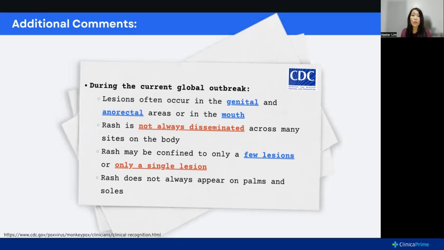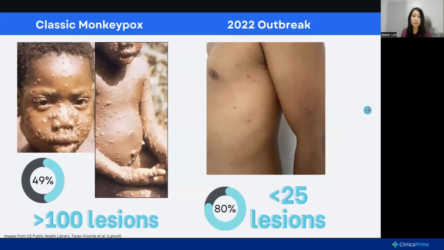The rash is not always disseminated across many sites on the body, as classic monkeypox was described. The rash can, in fact, be confined to only a few lesions or even only a single lesion in some cases. And the rash did not always appear on the palms and soles.